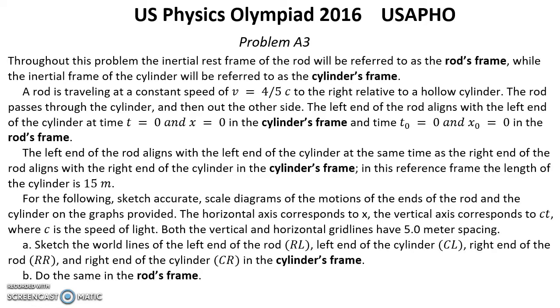Question A. Sketch the worldlines of the left end of the rod RL and the left end of the cylinder CL, right end of the rod RR and the right end of the cylinder CR in the cylinder's frame. Question B. Do the same in the rod's frame.